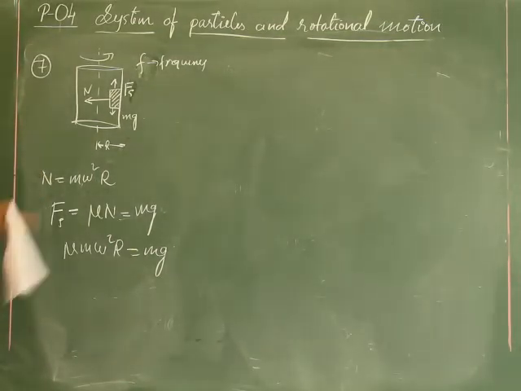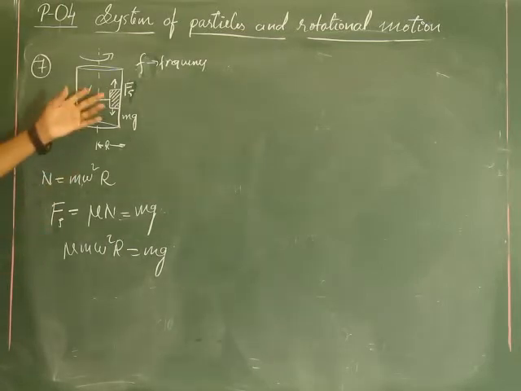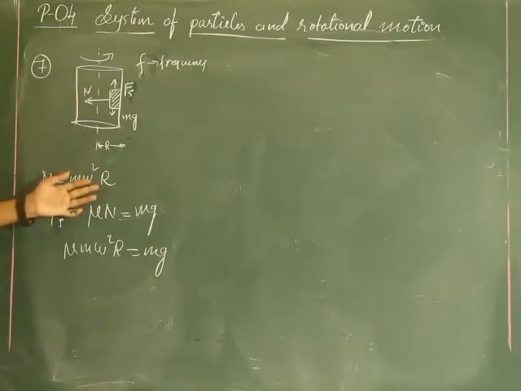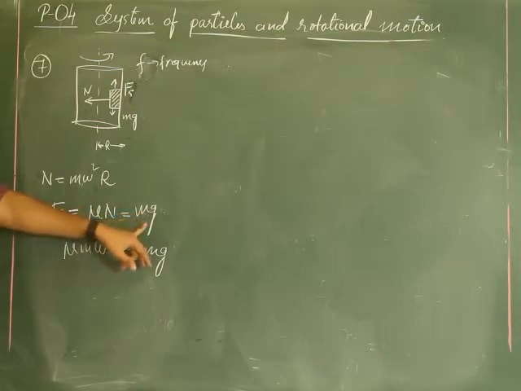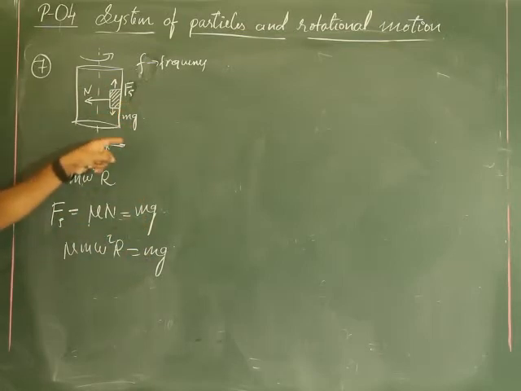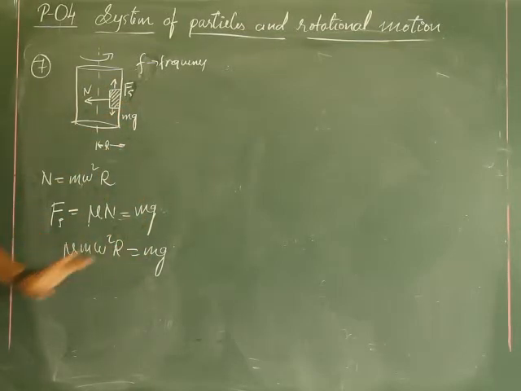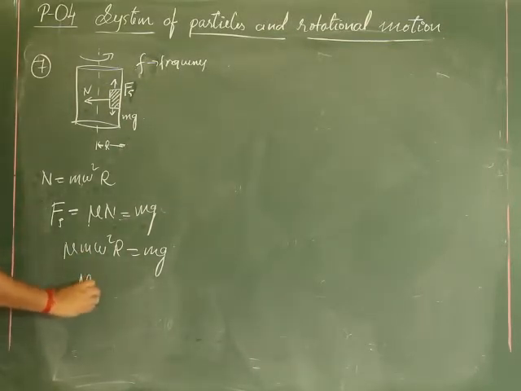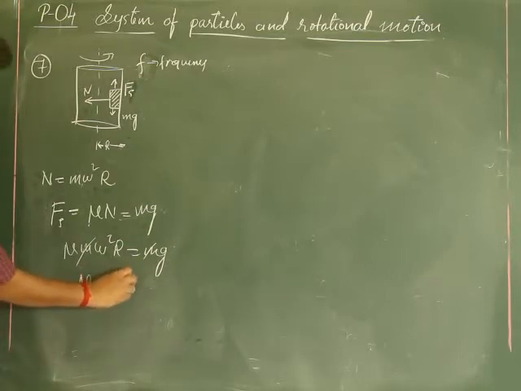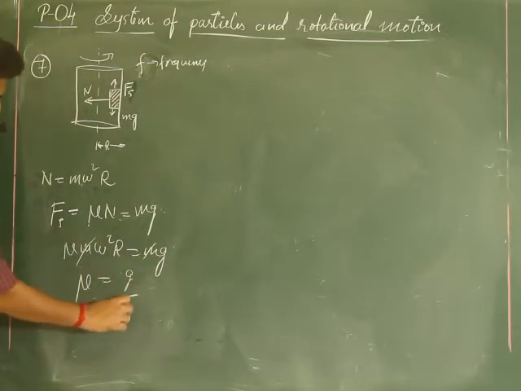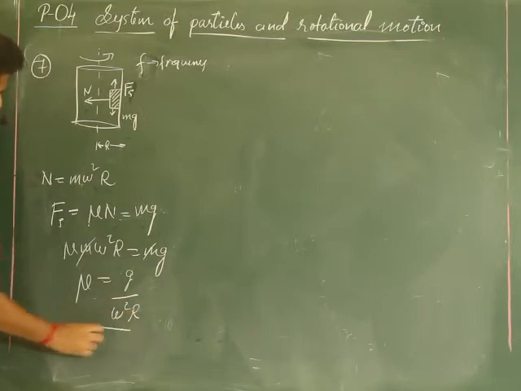The normal reaction is equivalent to the centripetal force, F equal to m into a, where a is the centripetal acceleration. The frictional force is mu into N, equal to mg, because the downward force is the weight. Just substituting the equations, finally, mu equals, this m cancels, so what remains is mu equal to g by omega square r.